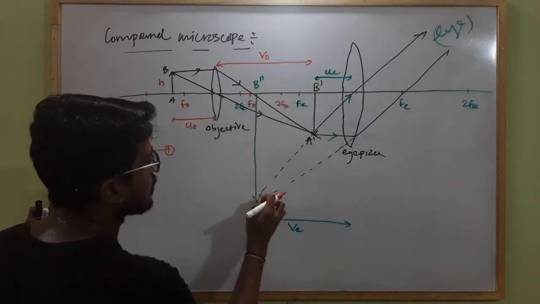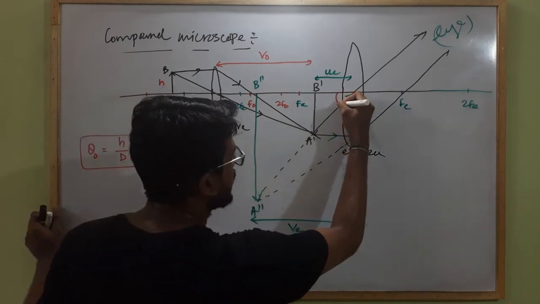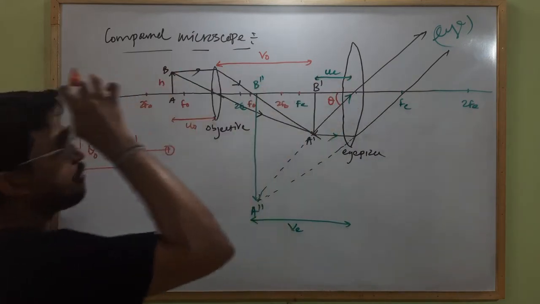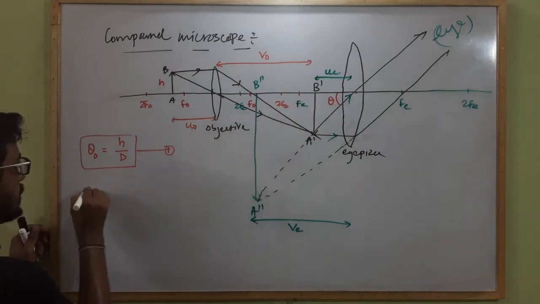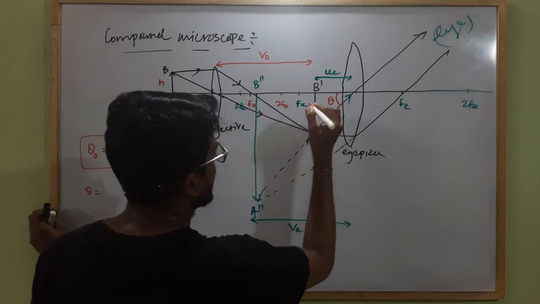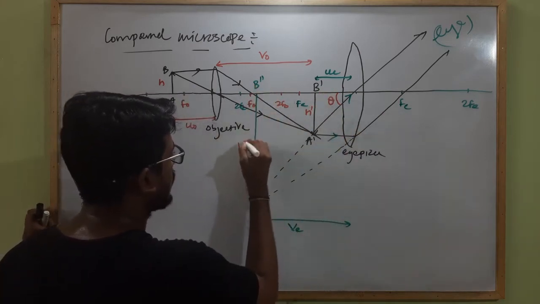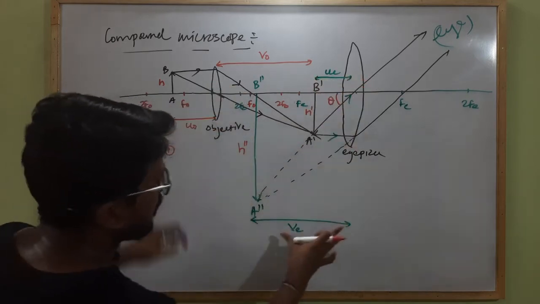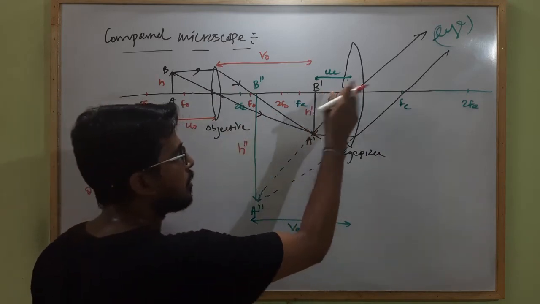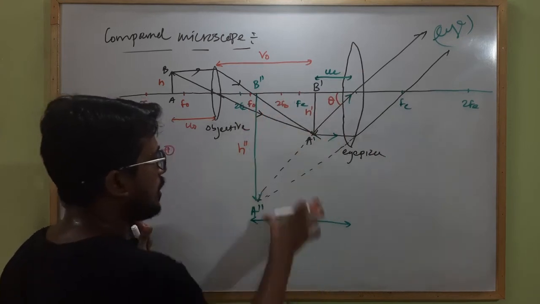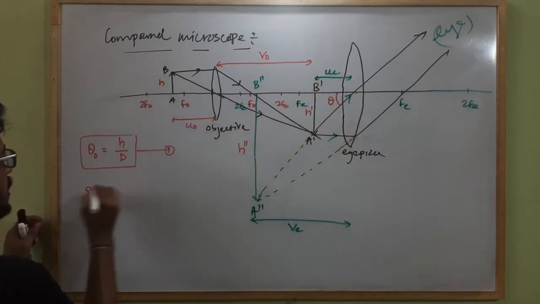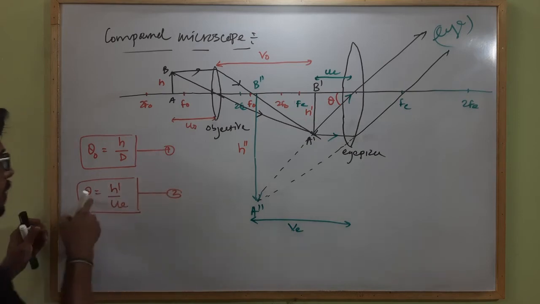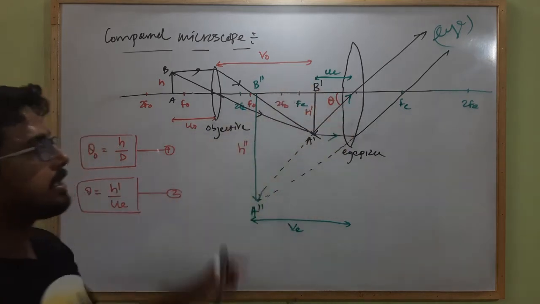This is the final image of the object. So this will be the angle, let it be theta, which is made with the eye. So this will be the viewing angle of the final image with respect to the eye. So theta can be written as how much? If the final image height is h double dash, we can write theta equal to h dash by UE or h double dash by VE. So I am replacing this with h dash by UE. So I can write theta equal to h dash by UE. Sorry, this is the angle of view made by the eyepiece with the eye.